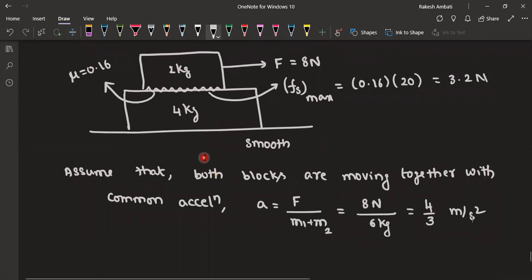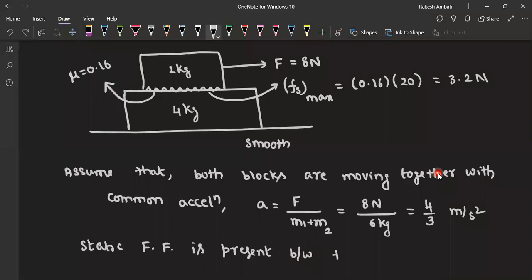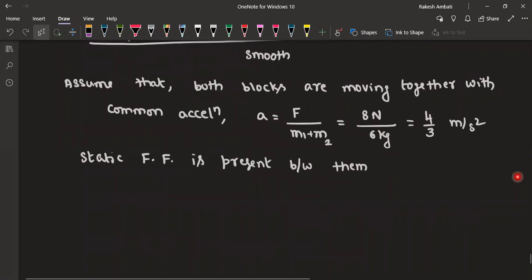Now they are moving together, so what type of frictional force is present, static or kinetic? Static frictional force is present between them. So how to find this static frictional force? Do we consider the 2 kg block or the 4 kg block to find Fs, the static frictional force? What is the easiest one? The 4 kg block. Why? Because in the case of the 4 kg block, the only driving force is Fs.